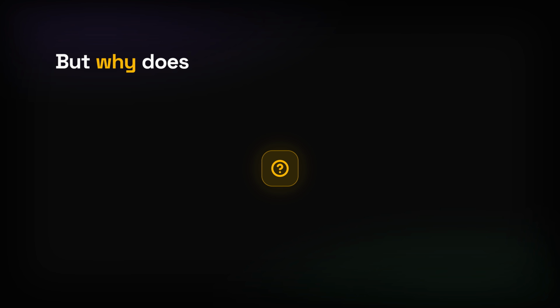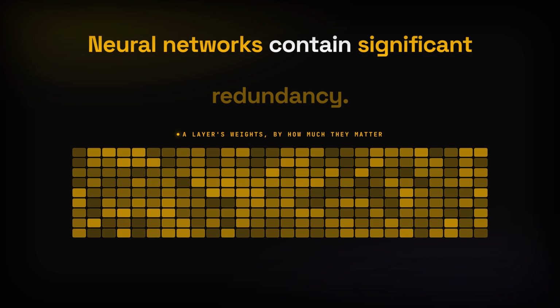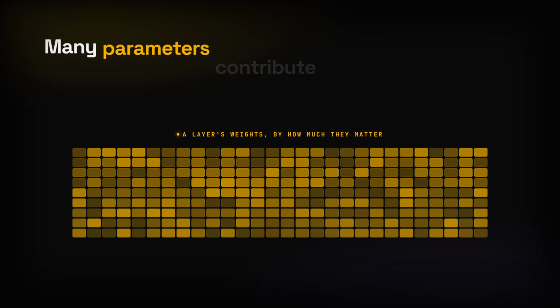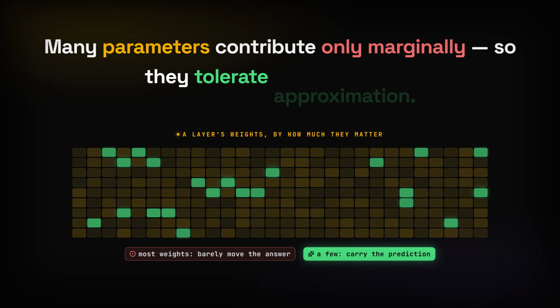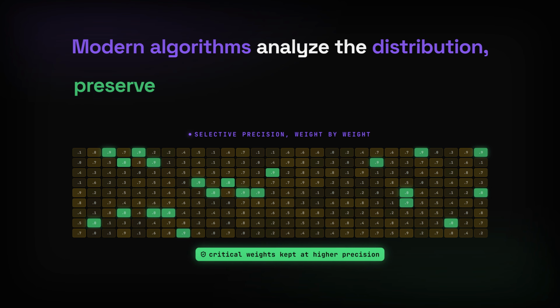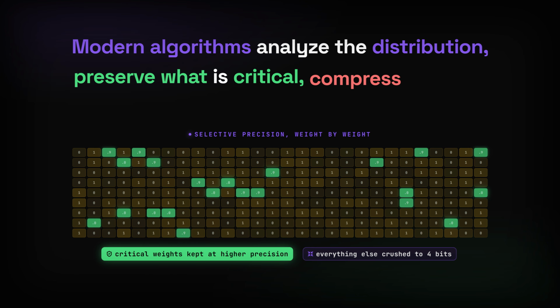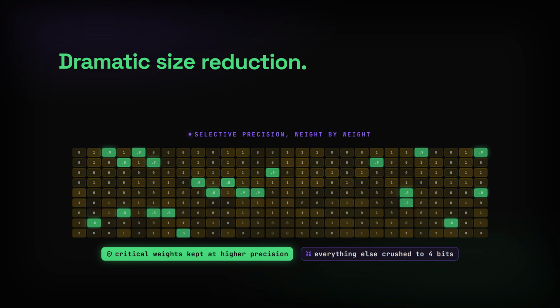It may seem surprising that reducing numerical precision has only a modest effect on model performance. Neural networks contain significant redundancy. Many learned parameters contribute only marginally to the final prediction, meaning they can tolerate small approximations without substantially affecting overall behavior. Modern quantization algorithms analyze weight distributions and selectively preserve critical information while compressing less sensitive values. This allows dramatic reductions in model size with relatively minor quality degradation.